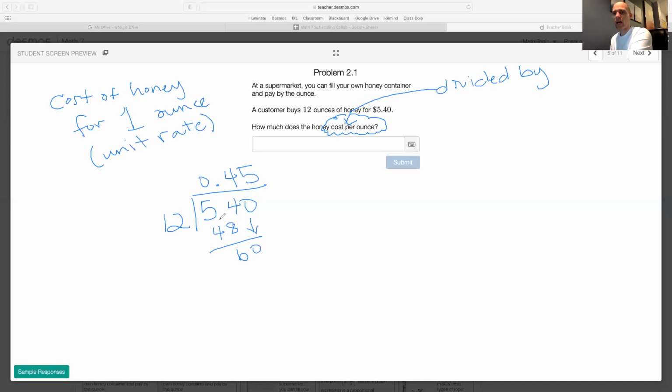So 0.45. What this tells us is that you need to pay 0.45 of a dollar, aka 45 cents, per ounce. And so the honey costs 45 cents an ounce. Right? So 0.45 would be the correct answer to enter there.